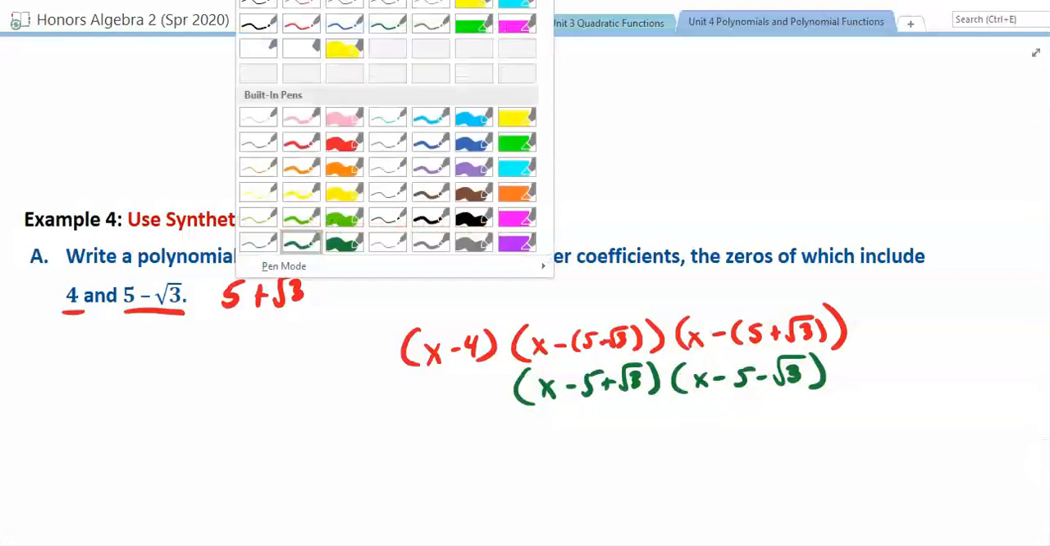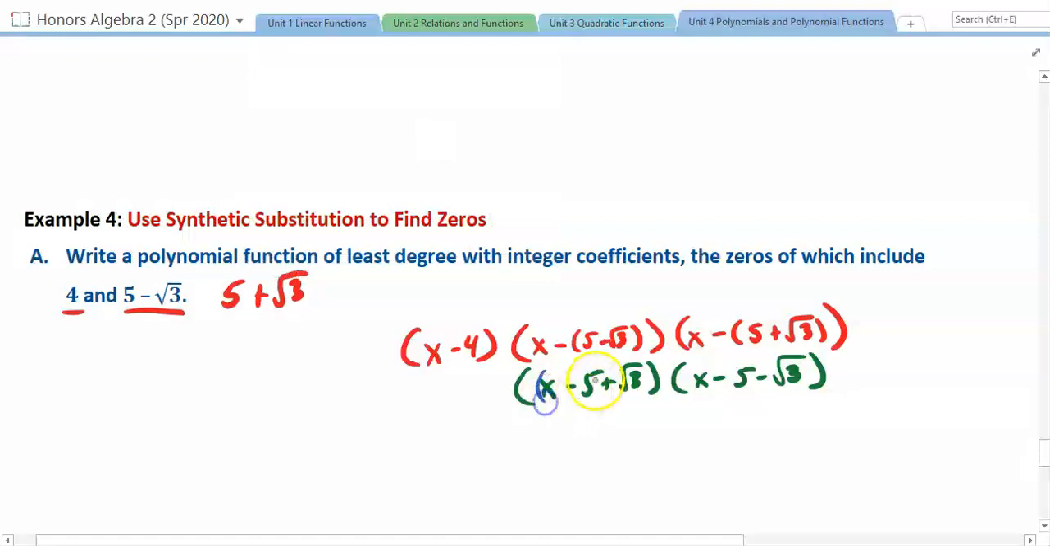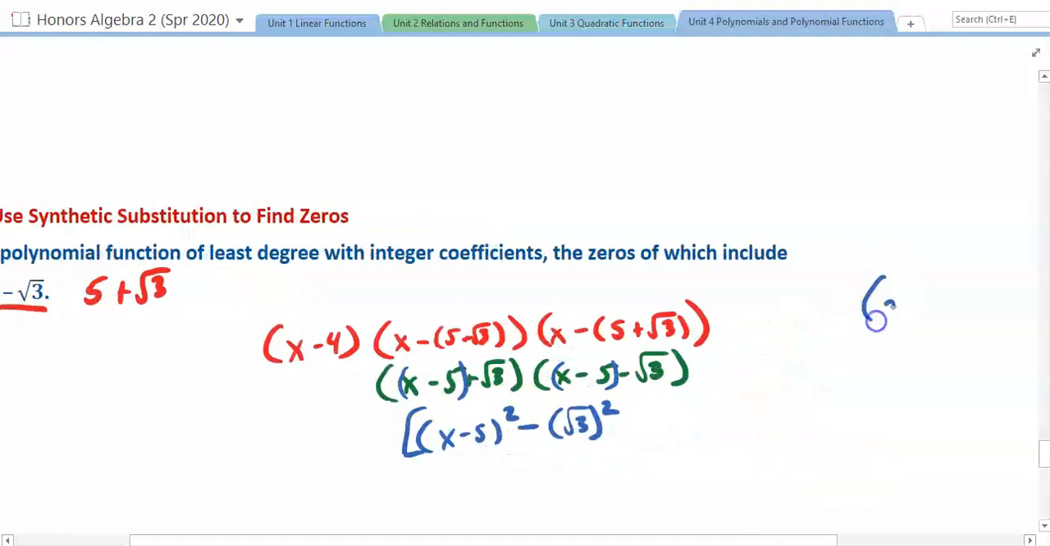Again, the associative property says I can group things. So if I group this like so, this is my a, and the square root part is the b. What I'm going to get, remember, is a squared minus b squared. So I get x minus 5 squared minus the square root of 3 squared. And that comes from the property a plus b times a minus b is equal to a squared minus b squared. Again, the a and the b can be anything that we multiply together.